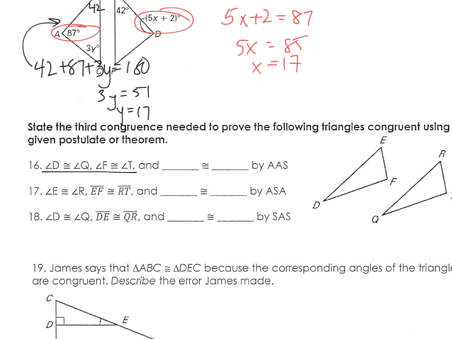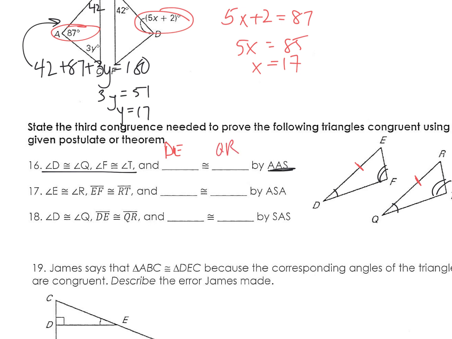Now, looking down here, the idea is that in each of these, they give us some amount of information. So I'm going to draw it on mine, and then I'm going to erase it afterwards. D is congruent to Q. F is congruent to T. What else would I need to do side, angle, angle, side? So there's actually two answers for this one. What I do not want is DF and QT. I could do DE and QR.